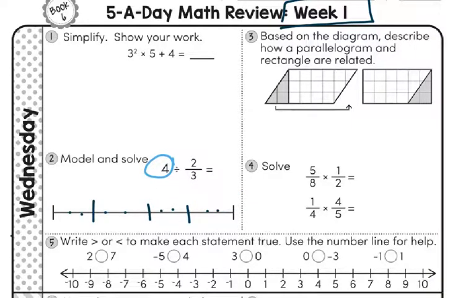And then from there, to model it, you would count out into 2/3. I'm going to show you a little more on this because this is different than we did in class. So there would be 2/3 and then 2/3, 2/3, 2/3, 2/3. You get the idea.